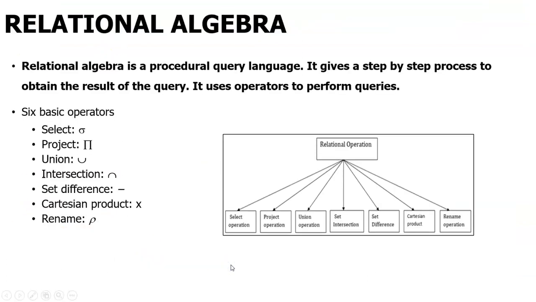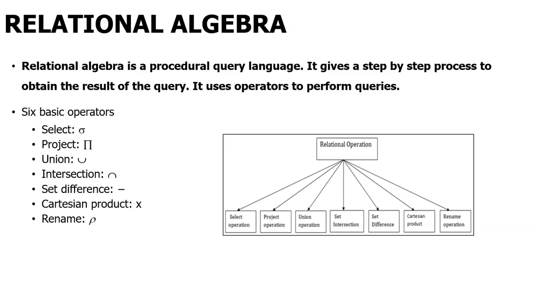So what is relational algebra? How relational algebra is related to DBMS is, we know DBMS will have some query language. We'll write such queries. So relational algebra will provide a procedure, which means a step-by-step process, to get the result from the query. To write a query, what are the steps? So it is called a procedural query language.